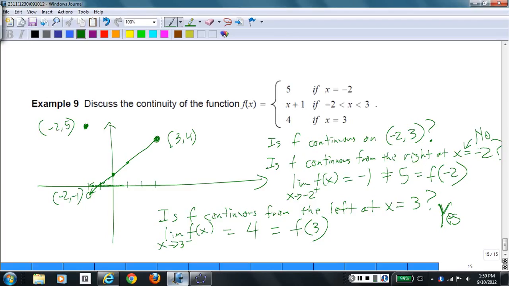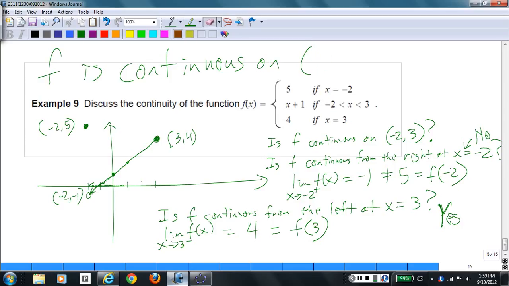So what can we say? f is continuous on the half-open interval that extends from -2 to 3, and includes the 3, but does not include the -2. Because up to the right, it goes to the solid dot. Down to the left, it goes to the open circle.